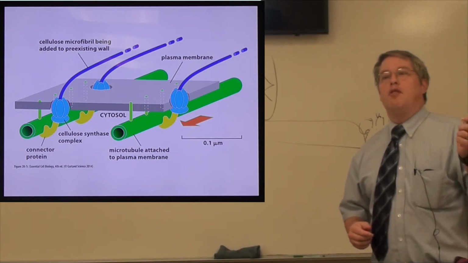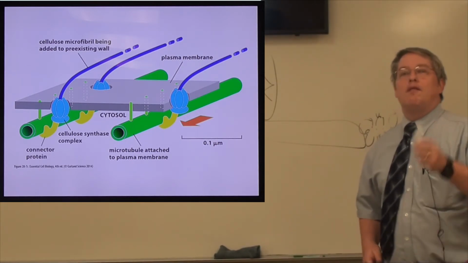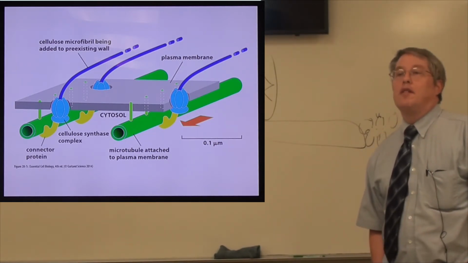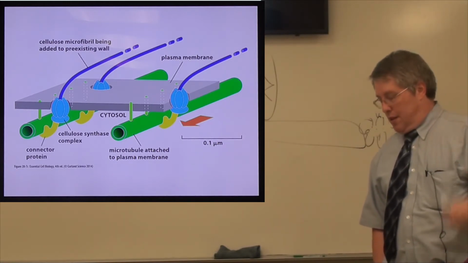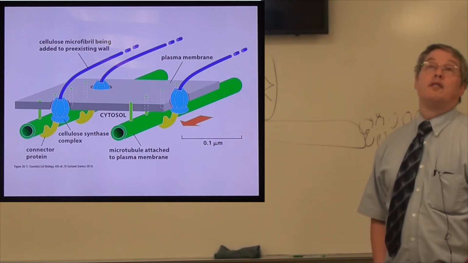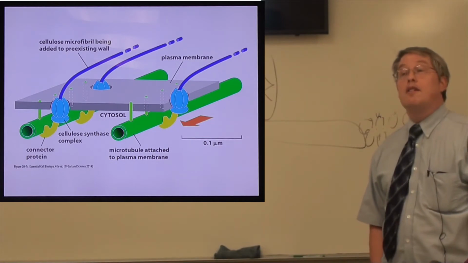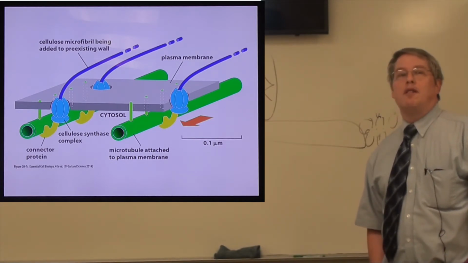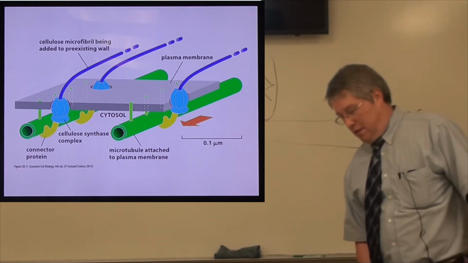How many people are familiar with phloem and xylem? All right, what are they for? That's their transport. So now does this come out? I know botany has been sort of de-emphasized lately here. Does this come out in general bio? Yeah. All right, so that's good.